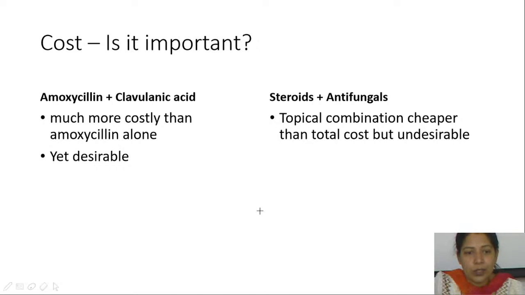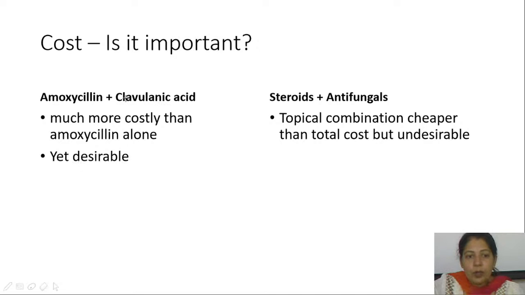Finally, we come to cost. Is cost important for development of FDCs? Absolutely. But is it always given due importance? With some riders. What riders? Like for example, I mentioned amoxicillin and clavulanic acid. The combination is much more costly than amoxicillin alone. Amoxicillin is an old time-tested drug. Preparing clavulanic acid is more expensive, so the combination becomes more expensive. Yet it is a desirable combination.